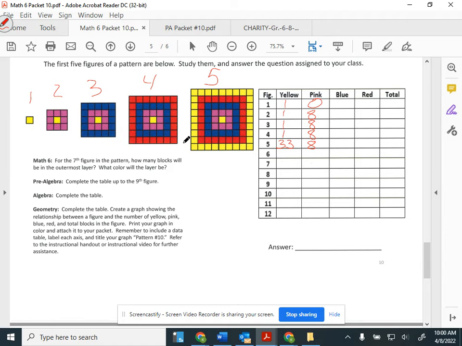How many blues are in our first? How many blues in the second? How many blues in the third? How many in the fourth? How many in the fifth? How many reds are in our first? Second? Third? Fourth? Fifth? How many total in the first? Second? Third? 27.